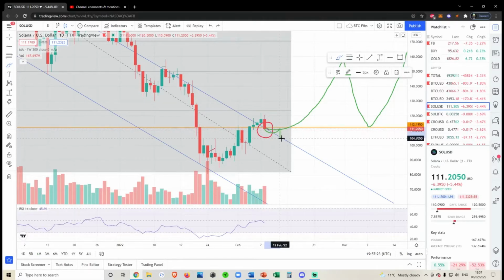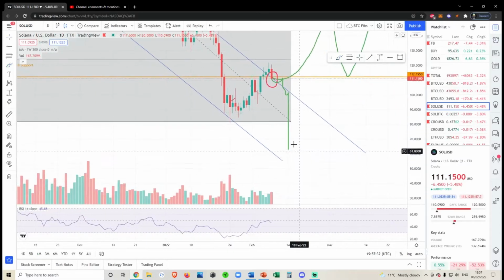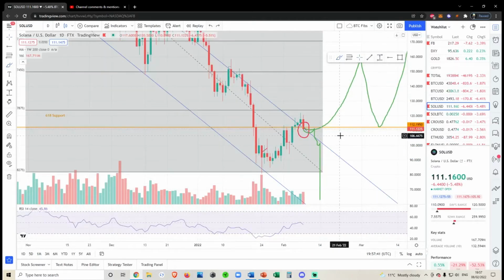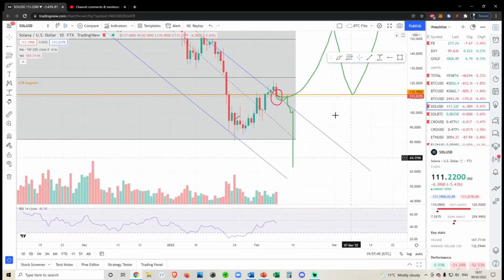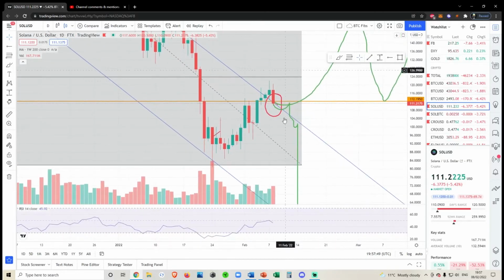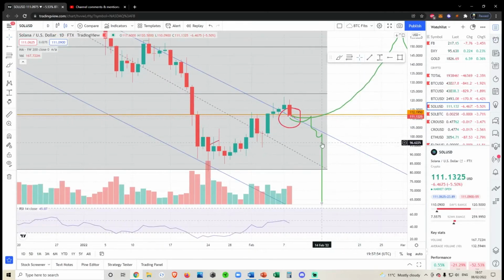Scenario 2 would be that we get rejected from this 618 and this trend line flip resistance, and then we would be coming down to this abyss of hell to backtest this channel one more time before evidently having a big breakout for Solana. Now I really don't think Solana's going to come all the way down to this channel. Maybe I'm slightly biased because I like the coin, but I'm just looking at this from a trading perspective. So I see one of these two scenarios playing out.